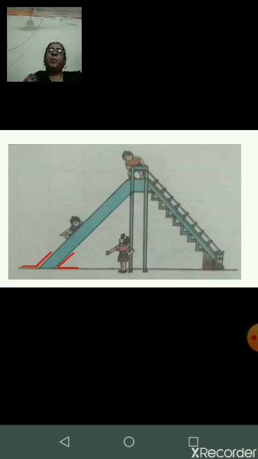Okay, what is this picture about, children? Where do you see this thing? Yes, in a garden. When you go out to play, maybe in your building there is a slide, or in the garden you go and play. So it is the picture of a slide. Can you see the red line showing the angles? Yes. We see angles between the ground and the slide. So these are some of the examples of angles.